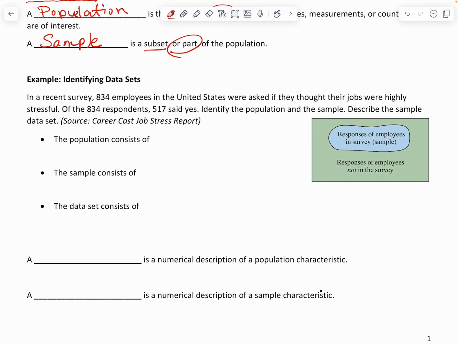So, how do we identify data sets? In a recent survey, 834 employees in the United States were asked if they thought their jobs were highly stressful. Of the 834 respondents, 517 said yes. Identify the population and the sample. Describe the sample data set. So, in a recent survey, 834 employees in the United States were asked if they thought their job was stressful. So the population then would be all employees in the United States.